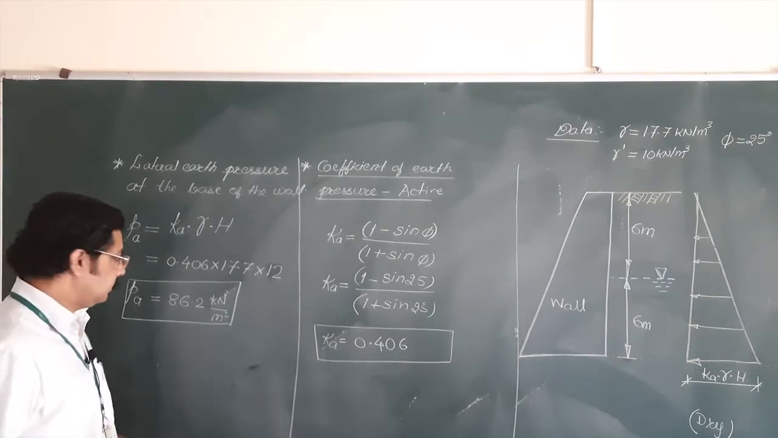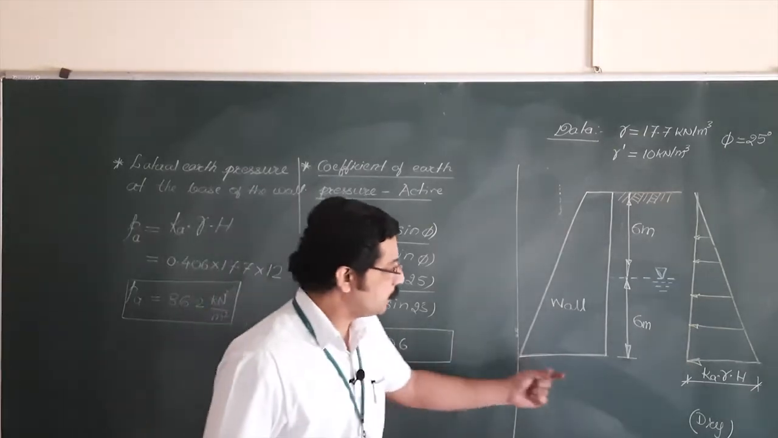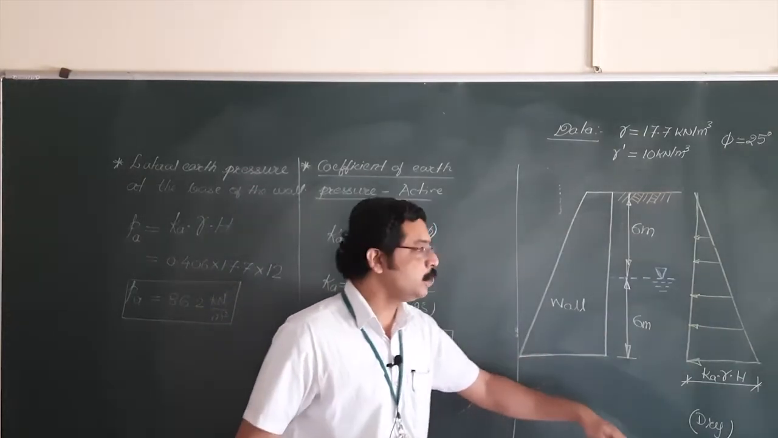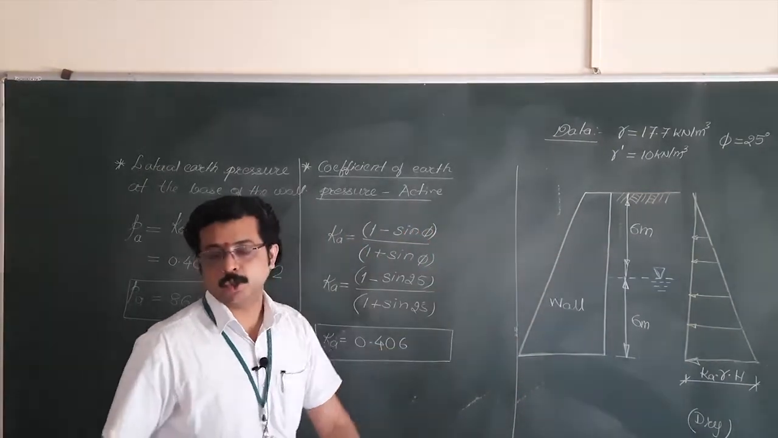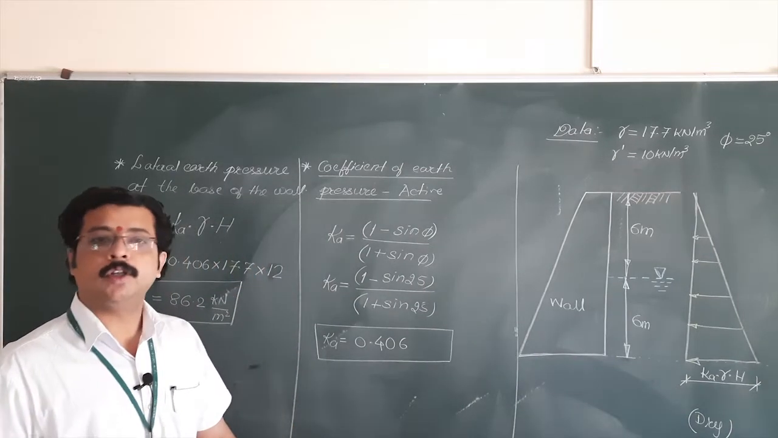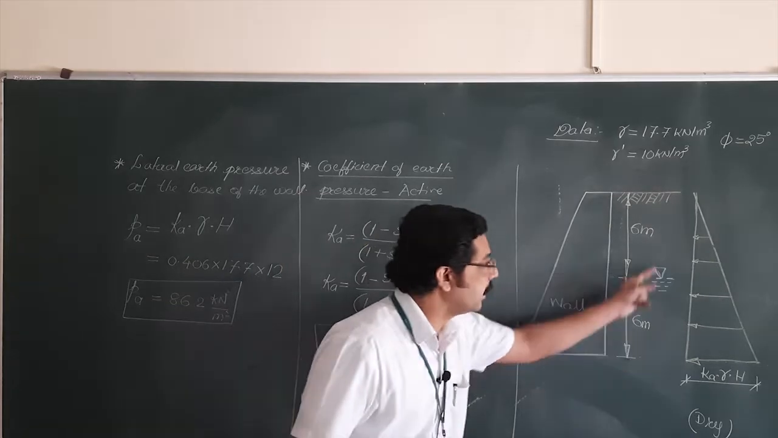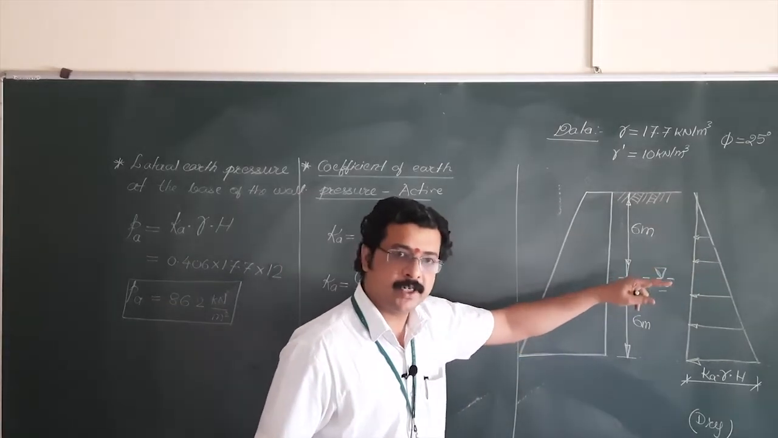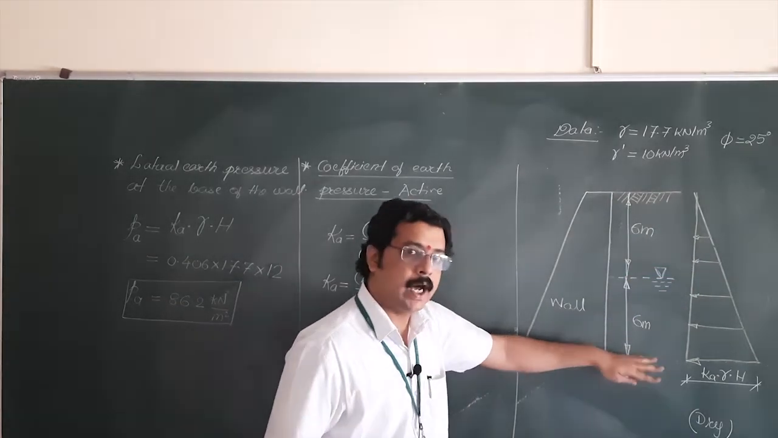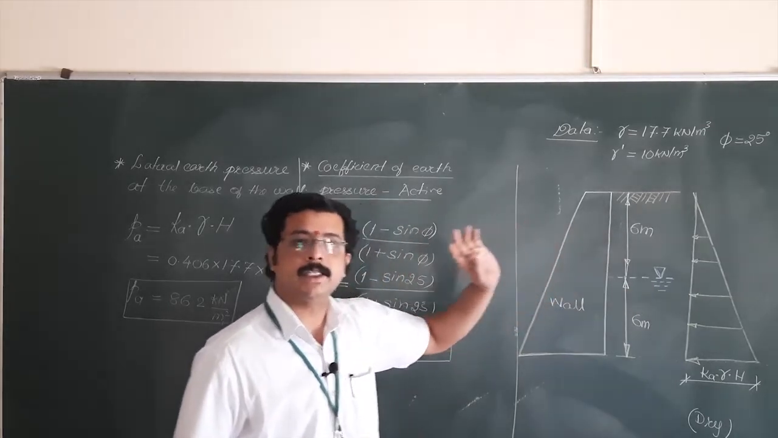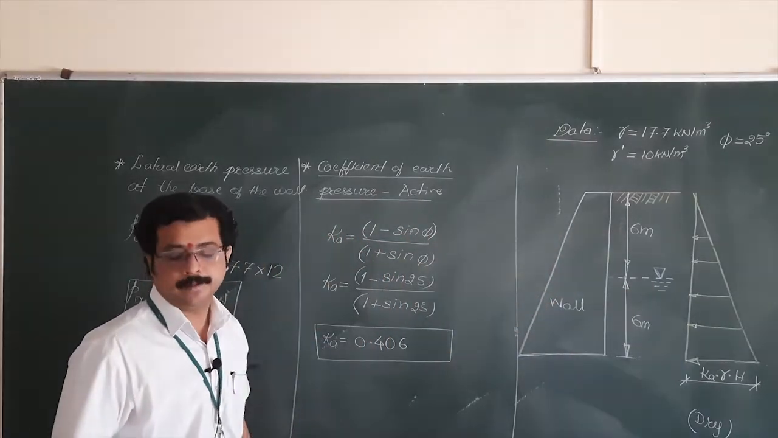Alright, now this is just the base of this triangle. Our objective is to find out the total active earth pressure. What will be the total active earth pressure? It will be the area of this pressure diagram. What is the area of the pressure diagram? It's a triangle, so half base into height. Let us find out the total active earth pressure.